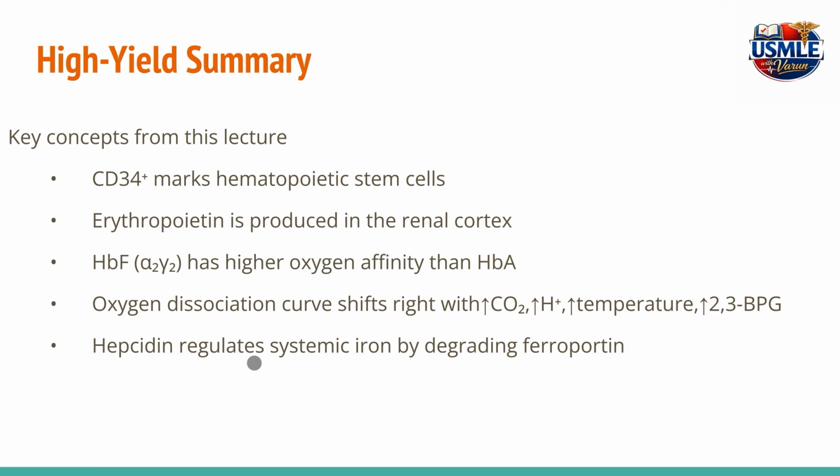Now let's quickly summarize the key points. Hematopoietic stem cells are CD34 positive. Erythropoietin is produced in the kidney in response to hypoxia. Fetal hemoglobin has higher oxygen affinity than adult hemoglobin. The oxygen dissociation curve shifts right with increased carbon dioxide, increased H+, increased temperature, and increased 2,3-bisphosphoglycerate. And finally, hepcidin regulates iron by degrading ferroportin. So if you understand these concepts clearly, you'll be able to solve almost most of the physiology questions related to the hematology system.